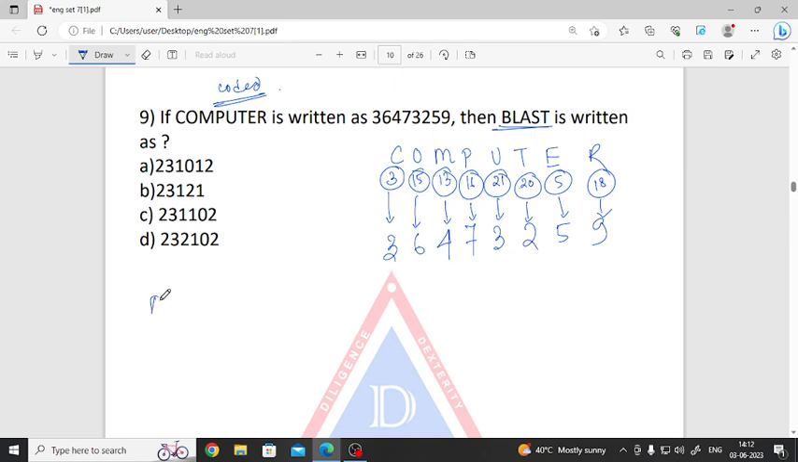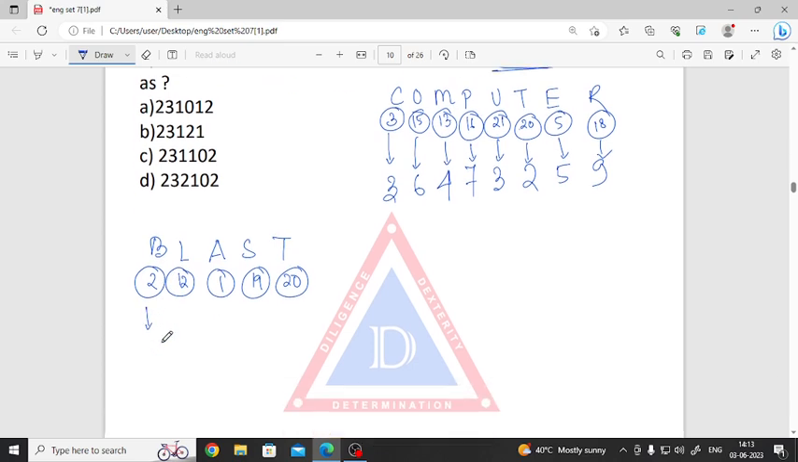So the code of BLAST. What is the code for B? It is 2. What is the code for L? It is 12. Code for A is 1. Code, or the place value, of S is 19. And the place value of T is 20. So 2 is written as 2. 12 should be written as 3 because 2 plus 1 is 3. 1 is written as 1. 9 plus 1, 10. And 2 plus 0 is 2.